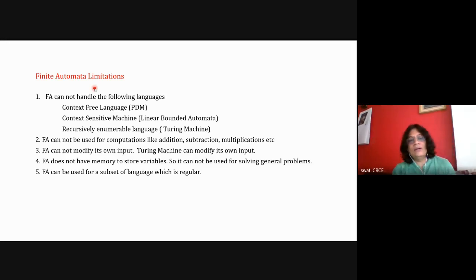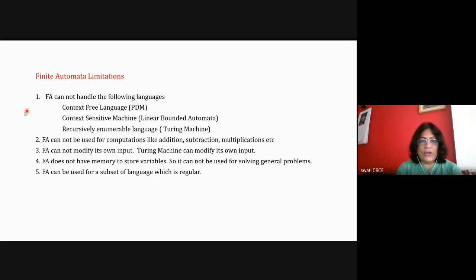Okay, so I think I have told you about the limitations. It cannot handle these three languages. It cannot perform computations like addition, subtraction, multiplication. It cannot modify its own input. It doesn't have any memory to store the variables which were processed previously, and it can be used only for a subset of languages which is regular. Means its language is regular language, and it is a subset of all these languages.